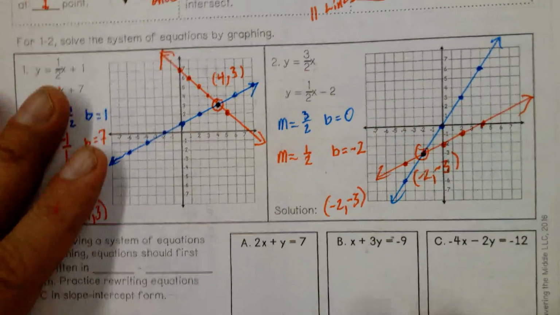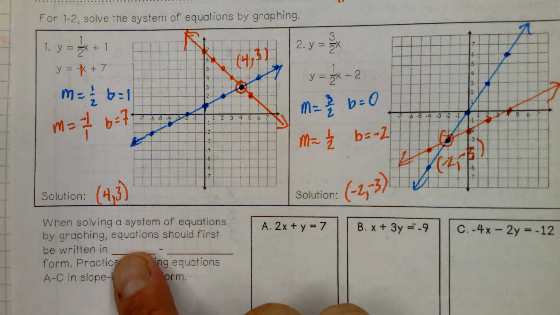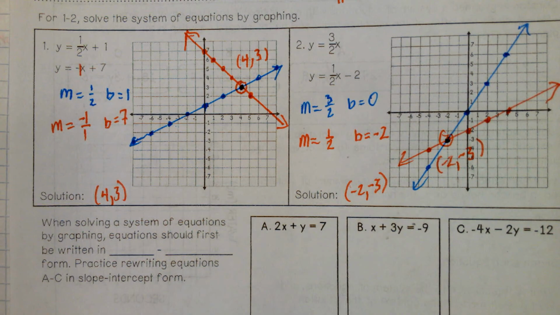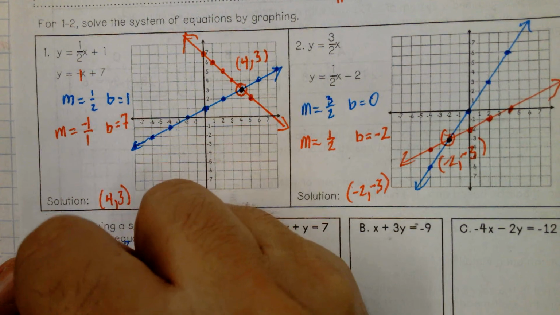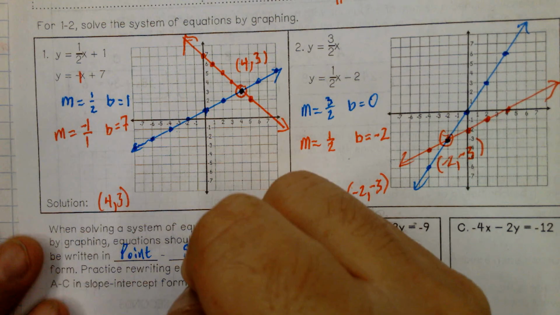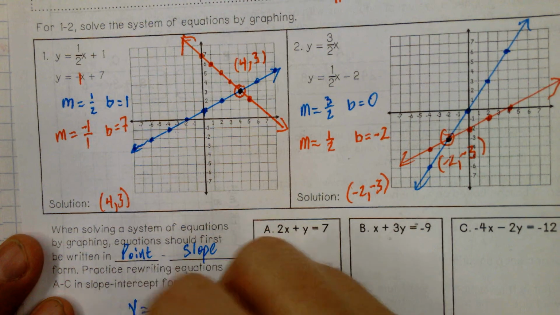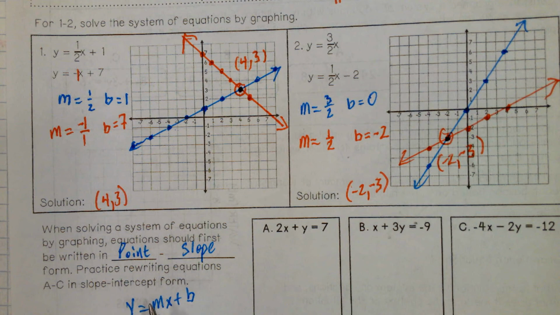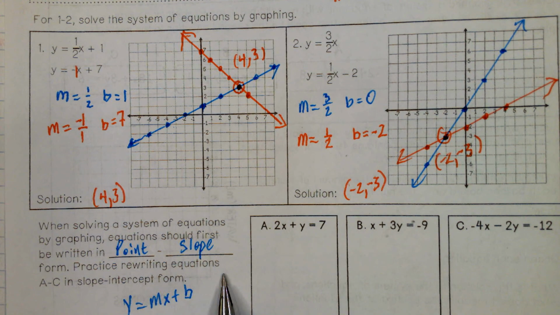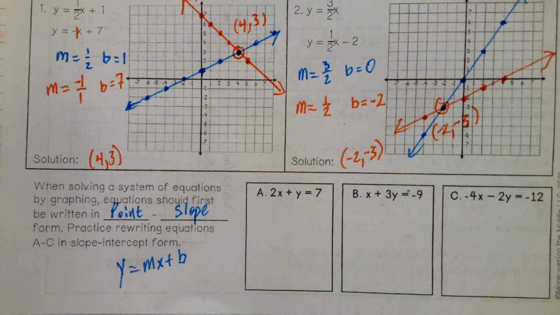Okay, so let's continue. It says, when solving a system of equations by graphing, equations should first be written in slope-intercept form. That's y equals mx plus b. And so what we're going to do is, mostly tomorrow, but a little bit today, practice rewriting equations A through C. That's A, B, and C. We're only going to do A right now because we'll need that one today.